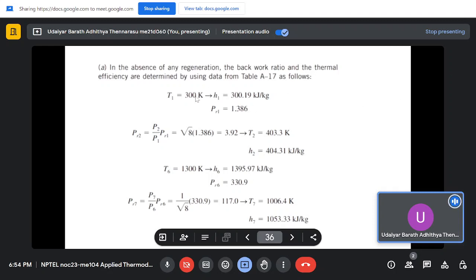So the first case is assuming there is no regeneration happening. In that case, for temperature T1 equal to 300 Kelvin, from the air standard table, we get the corresponding enthalpy as 300.19 kilojoule per kg, for which the relative pressure is 1.386, and similarly we can find out for state 2, the temperature T2 will be 403.3 Kelvin, and the corresponding enthalpy is 404.31 kilojoule per kg.